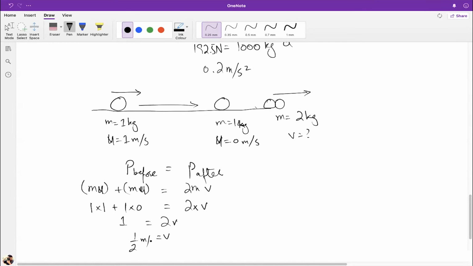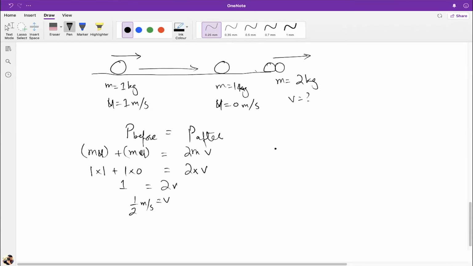So now these things will both slow down because they're both moving. You have increased the mass, you have doubled the mass, the speed will halve. And that is how you play snooker.